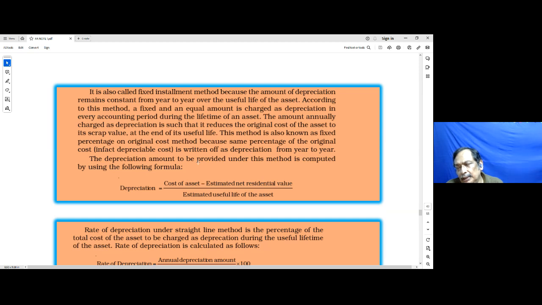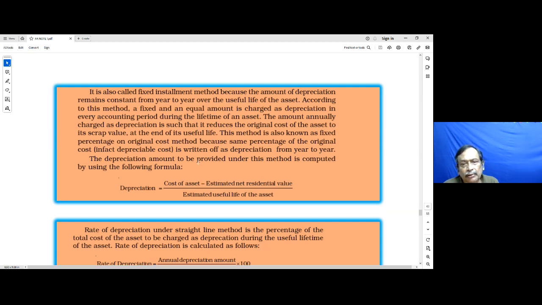the realizable value, the value that we are going to get at the end of the life by selling the asset. We get a certain amount, and that is called scrap value, definitely at the end of its useful life. This method is also known as the fixed percentage on original cost method, because the same percentage of the original cost, in fact the depreciable cost, is written off as depreciation from year to year.